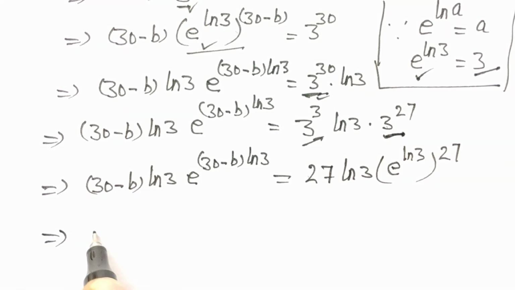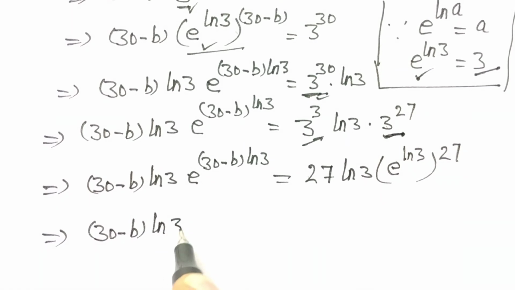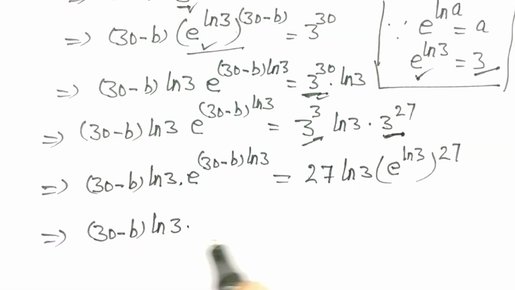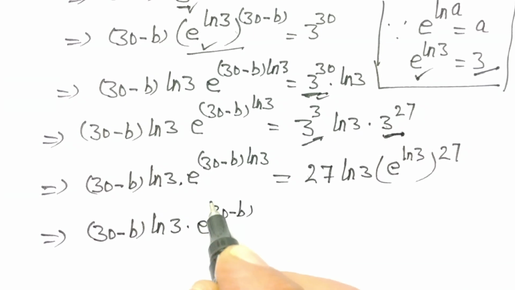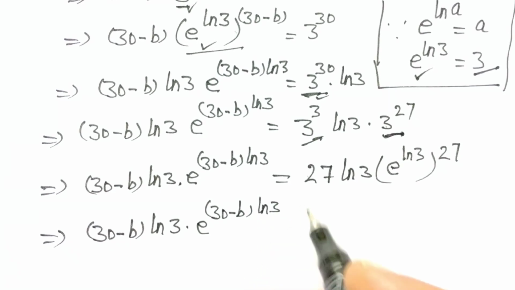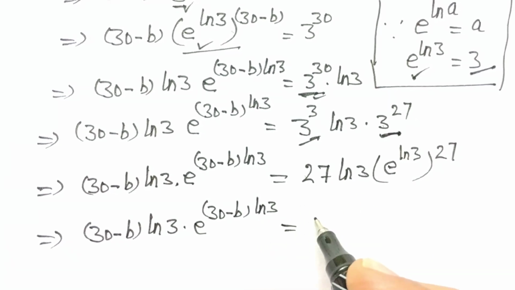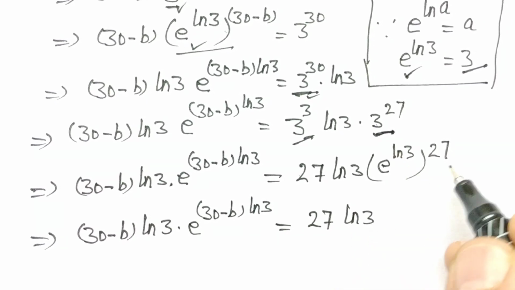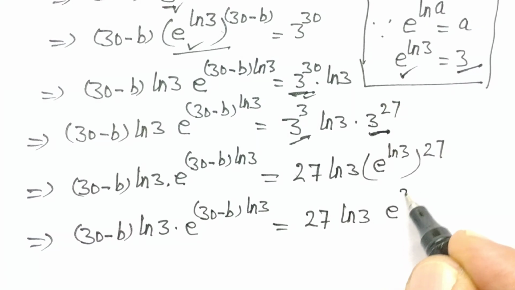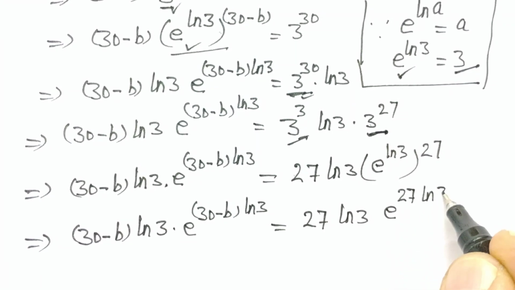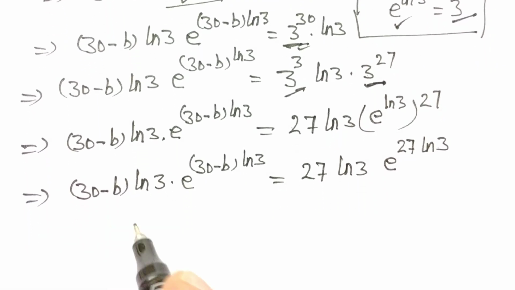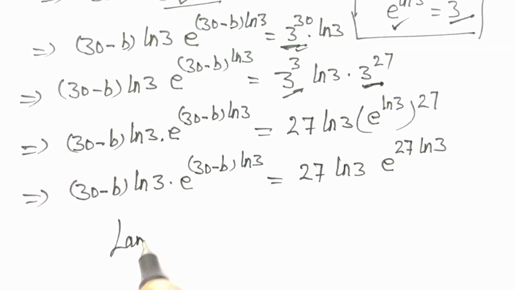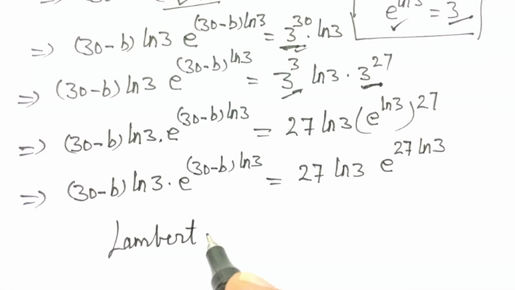So (30 minus b) ln 3 into e to the power (30 minus b) ln 3 is equal to here 27 ln 3, and this can be written as e to the power 27 ln 3. Fine. Now we will use Lambert W function.